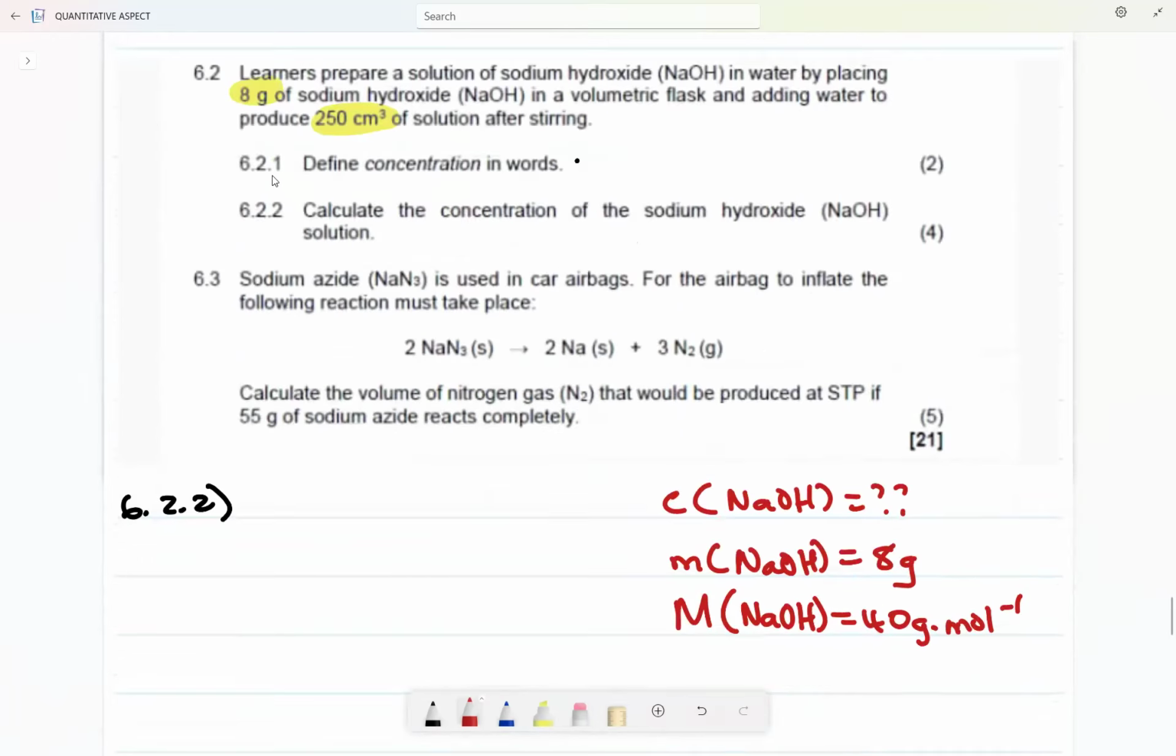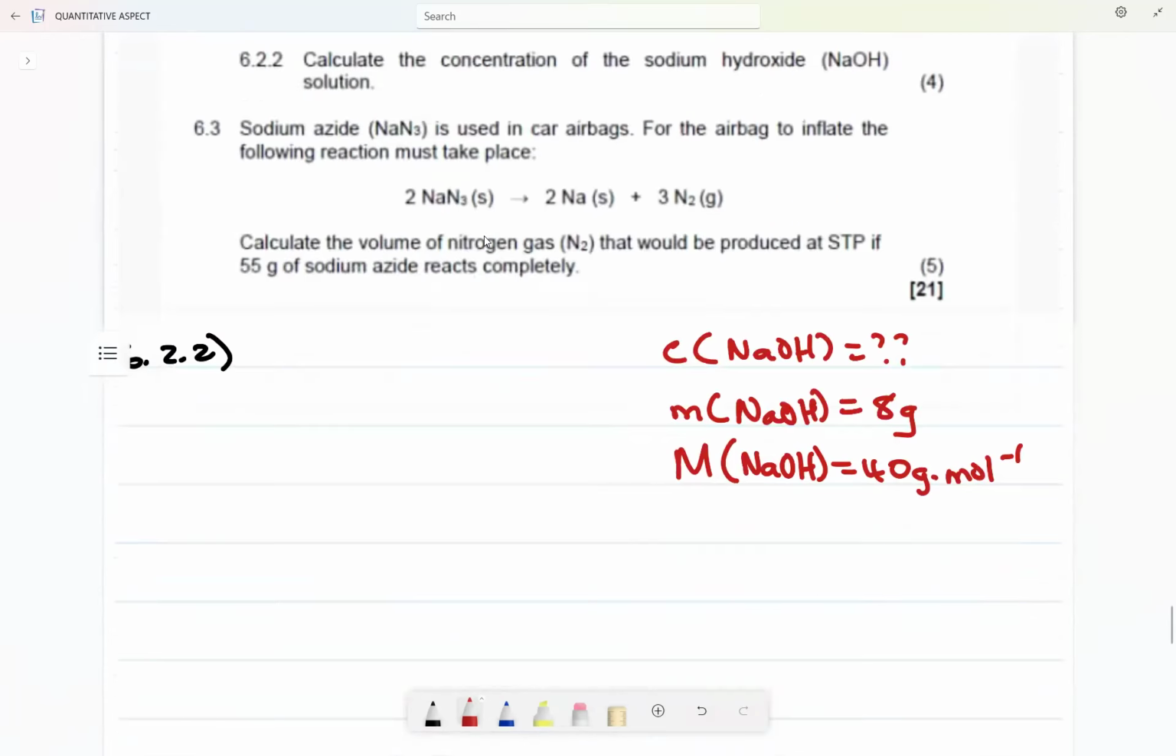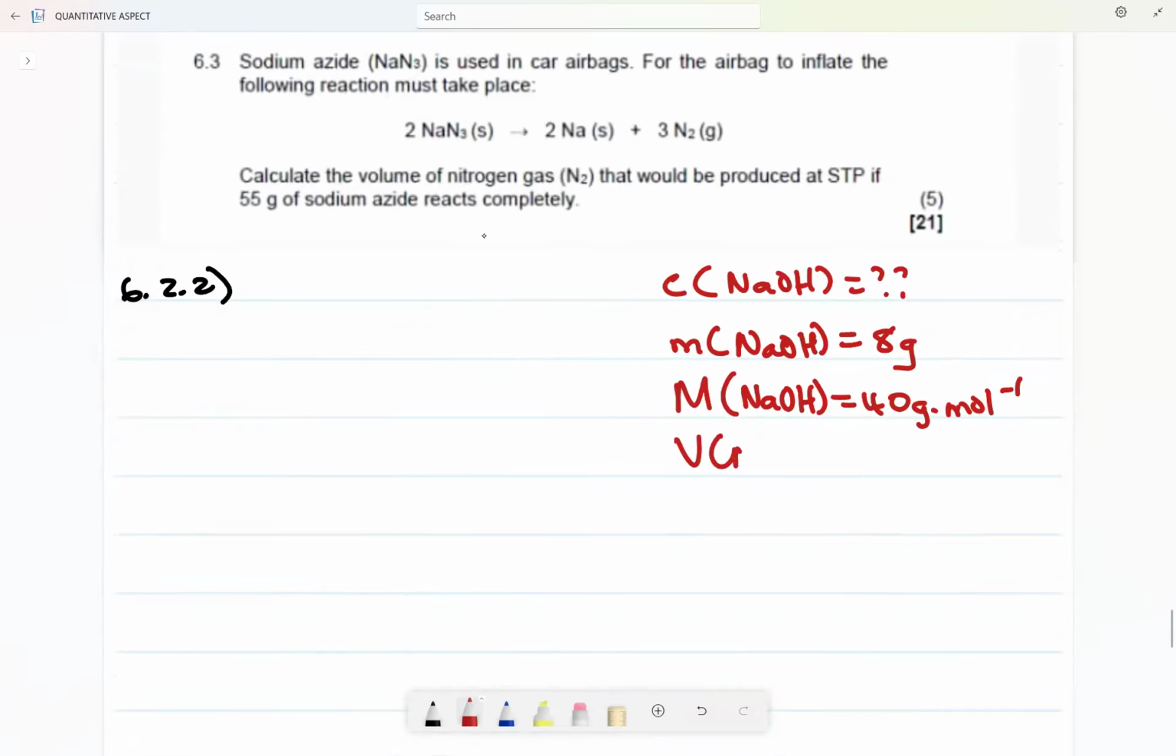And then I'm given also volume, 250 centimeter cubed, volume of sodium hydroxide. In this case, it is 250 centimeter cubed, but I need to divide that by 1000 because I want my volume to be in what? In decimeter cubed. So it's going to be 0.25 decimeter cubed.